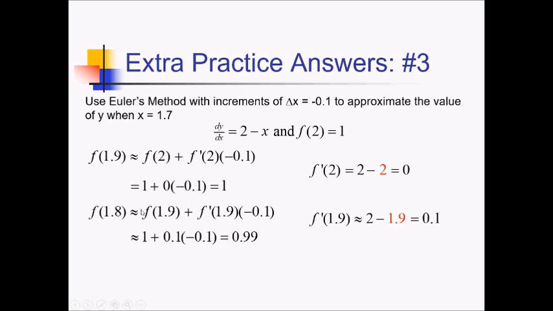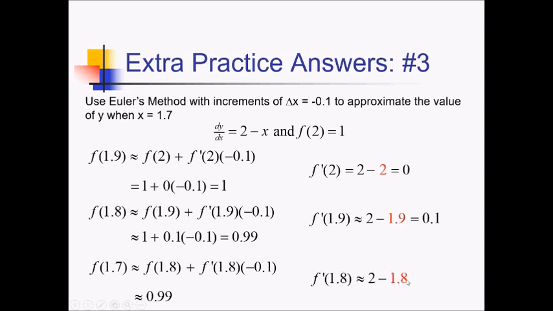And finally, we work our way back to f of 1.7. That's going to be approximately f of 1.8 plus f prime of 1.8 times negative 0.1. Again, the step is not changing here. So f of 1.8, we just approximated that was about 0.99. F prime of 1.8 is going to be 2 minus 1.8, which is 0.2. So we have over here 0.2 times negative 0.1. That's going to be negative 0.02. And then 0.99 minus 0.02 is going to be 0.97. And there it is.